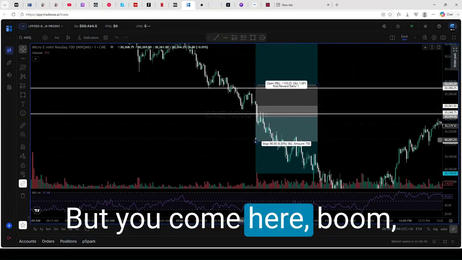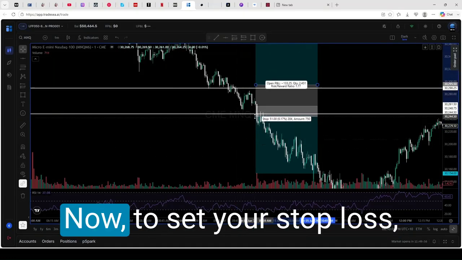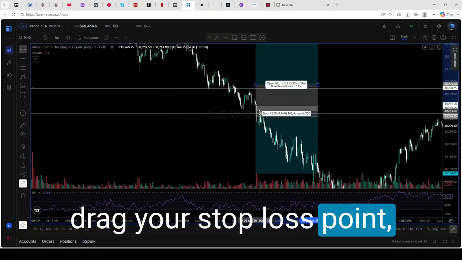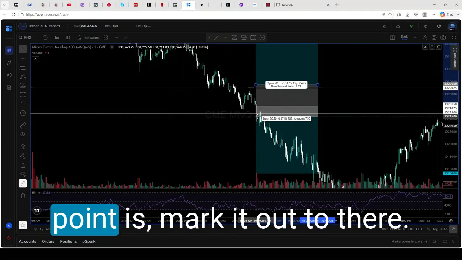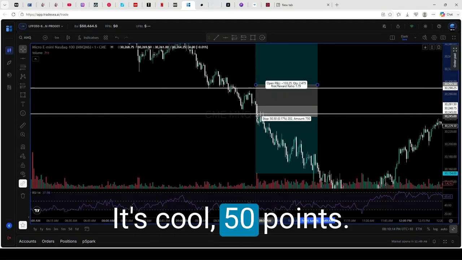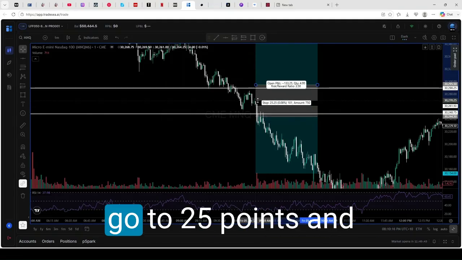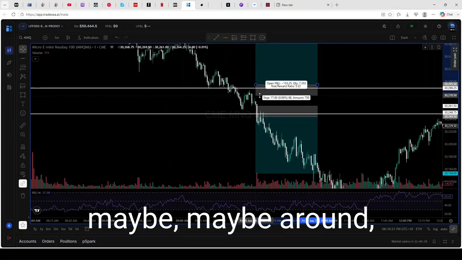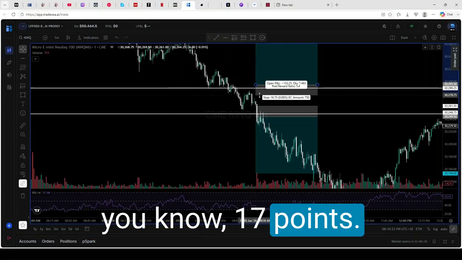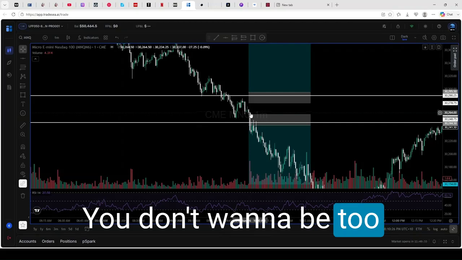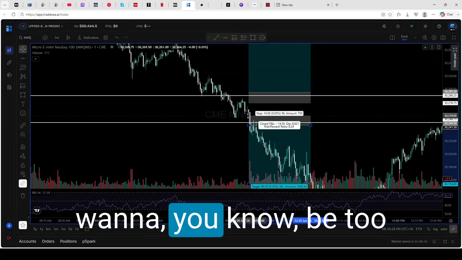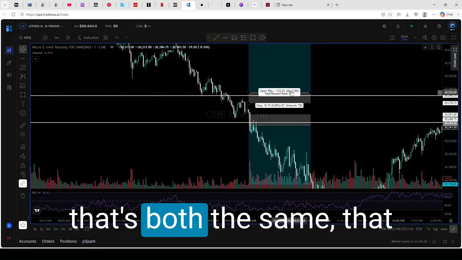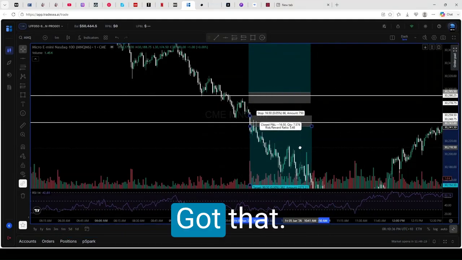But you come here, boom, we've got our entry points. Now, to set your stop loss, you pretty much want to come down, you want to drag your stop loss point, find where your other entry point is, mark it out to there. It's cool, 50 points, you halve that, and you go to 25 points, and you can go a bit less. So I typically would go maybe around 17 points. Seems like a nice point. You don't want to be too lenient, but you don't want to be too hard on it either. Same thing here, boom. Now, that's both the same. That you come down here, cool, got that.